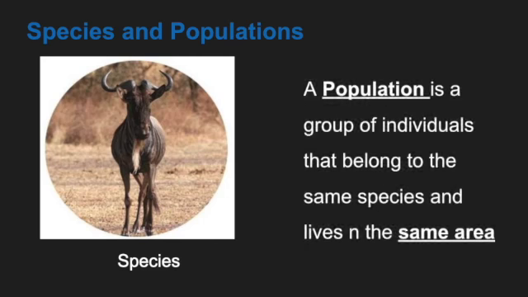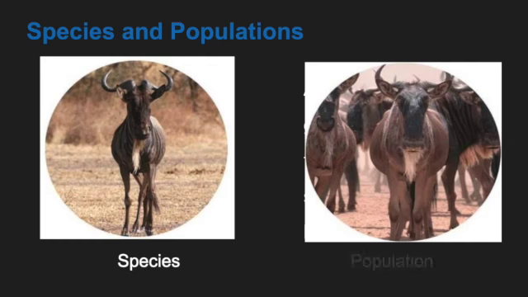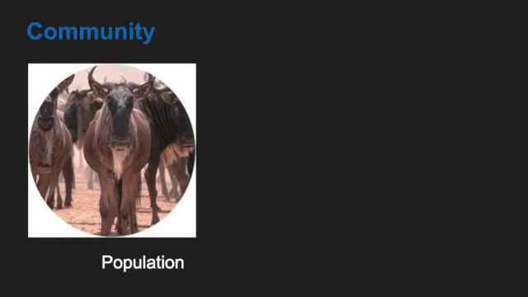Then you have a population. A population is a group of individuals that belong to the same species and live in the same area. So the species is just your one individual, but a population is a group of the same species, and they live in the same area. Okay? So you have to have them near each other so that they can continue to reproduce and can continue to produce offspring. So there's our population. So we know about population.